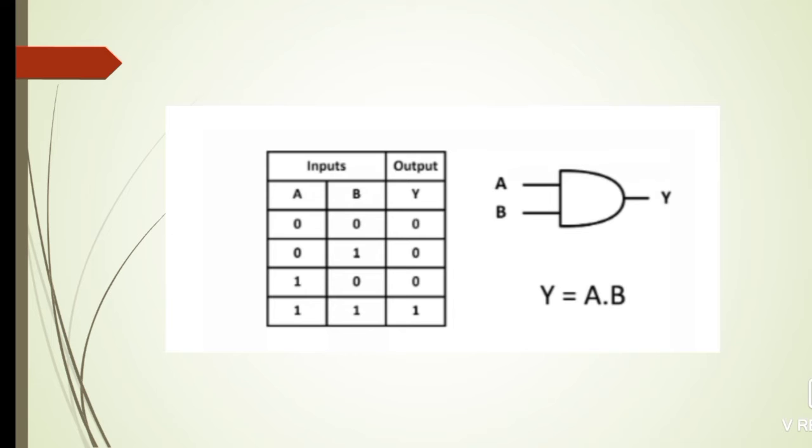You will see the logic symbol of the AND gate and the truth table. Inputs are A and B and the output is Y. If input A is 0 and B is 0, your output will be 0. If your input is 0 and 1, the output is 0. If your input is 1 and 0, your output is 0. But if both inputs are 1, your output will be 1. This is when all inputs are high.